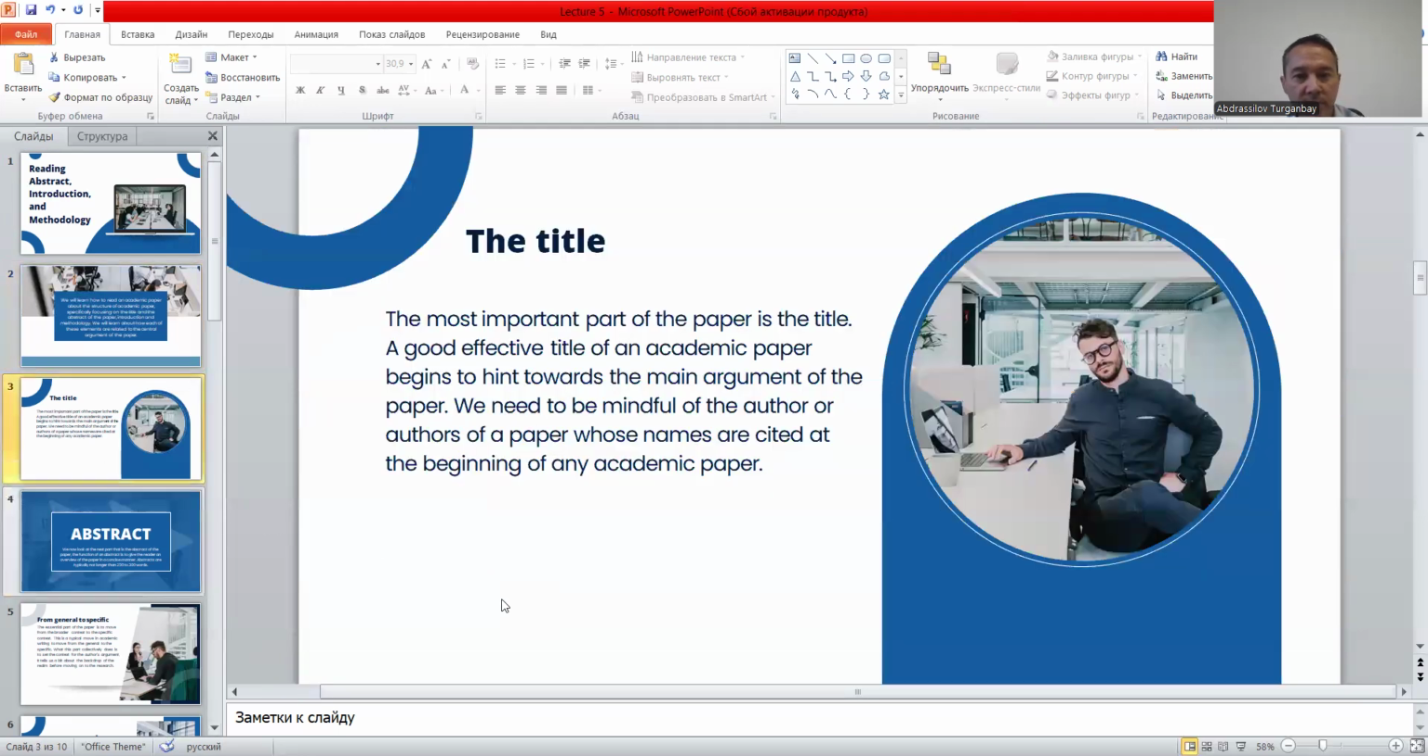So what is the title? The most important part of the paper is the title, the title of the research, or the title of the essay. A good, effective title of any academic paper starts to hint towards the main argument, because it is going to provide the main argument of the paper. Therefore the title is essential, or very important. Besides this, we need to be mindful of the author or authors of a paper, whose names are cited at the beginning of any academic paper.